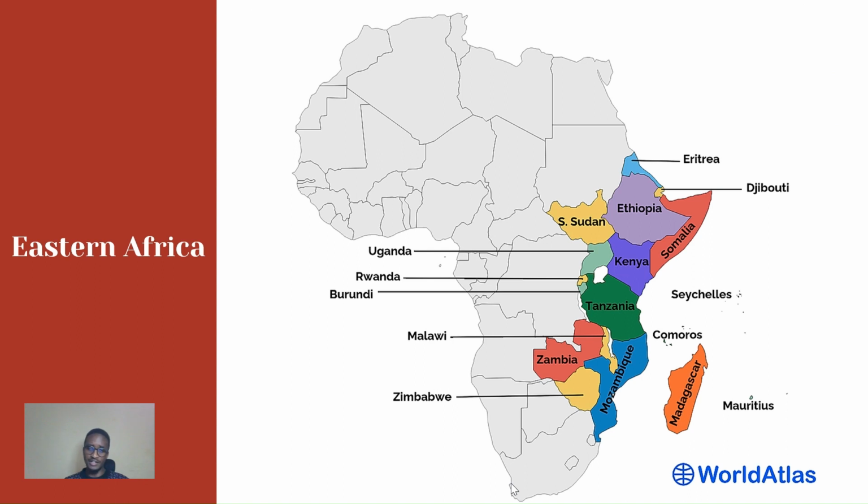And again, shout out to World Atlas for this incredible map that zones in each region by, in a sense, color coding the nations. So you saw something similar if you've already watched chapter one's video for Central Africa.